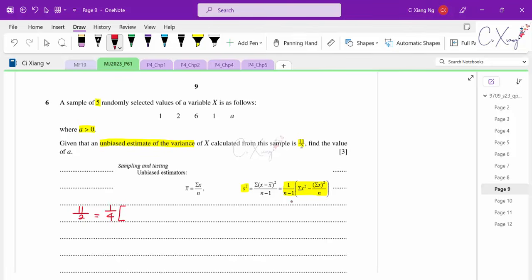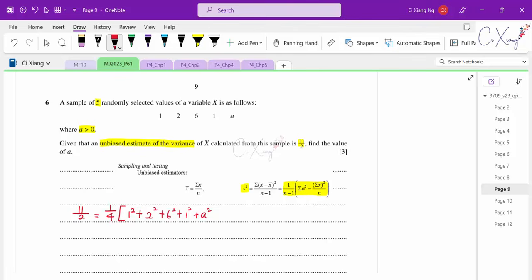The summation of x squared: I have to square all the x and then add them together. The first value is 1, right? So 1 squared, then plus 2 squared, the second value is 2. The third value is 6, so plus 6 squared, plus 1 squared, then plus a squared. So this will be my summation of x squared in the formula.